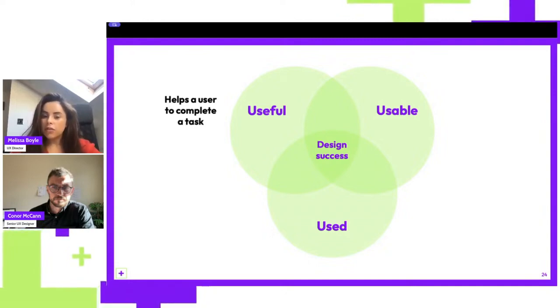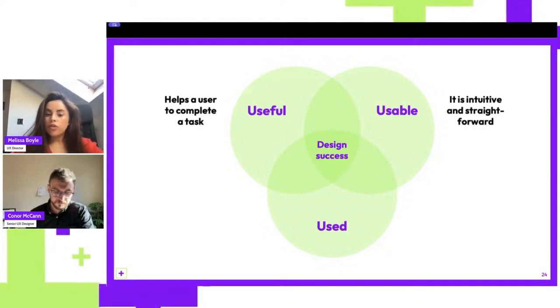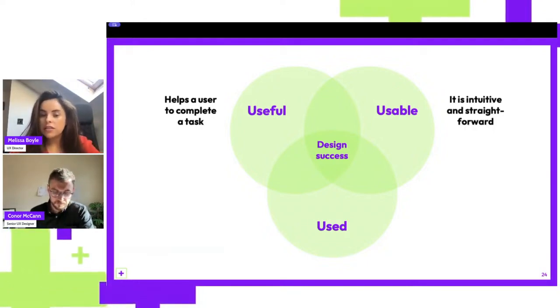And this begins to give us a framework to ask not just purely, do we like the look of design, but also does the design help users get stuff done? Moving on to usable, then we can begin to ask more questions of the design. Does this answer a user's question? Does it confuse them? And is it intuitive and straightforward?